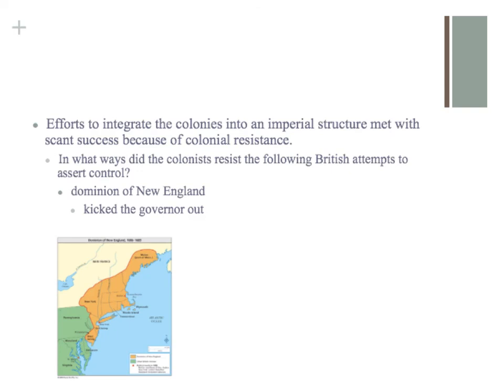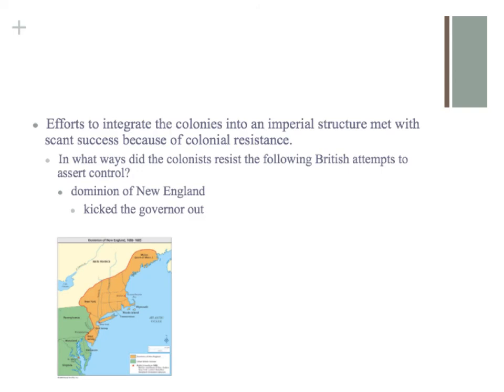Next is the efforts to integrate the colonies into an imperial structure, and the fact that it was met with scant success because of colonial resistance. In other words, Britain's trying to put a little bit of a leash on the colonies at this time because they kind of think the colonies are forgetting their place. They keep forgetting that they're a possession of Britain.